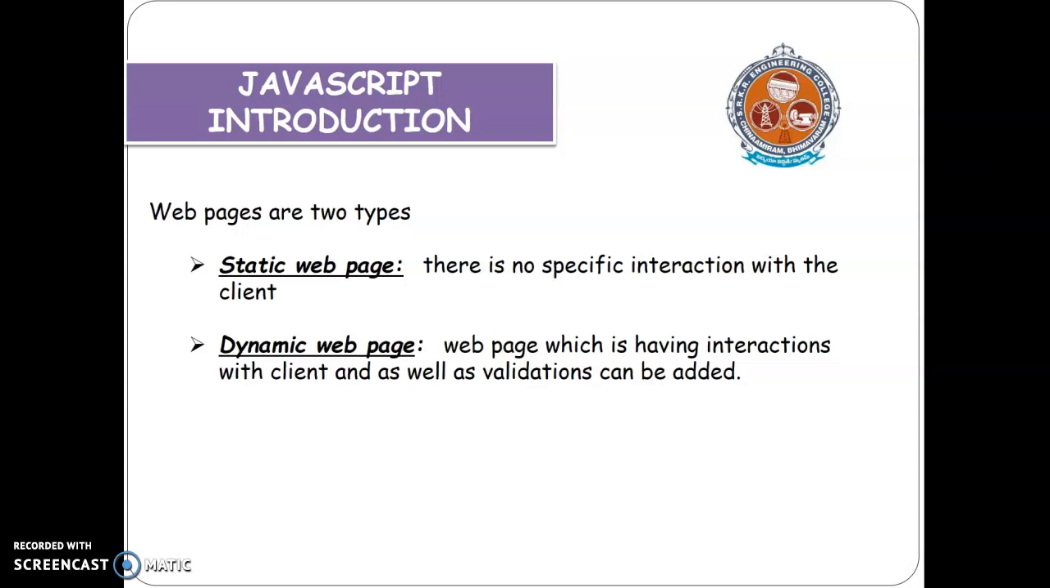Dynamic web pages. Dynamic web pages have interaction with the client, and validations can be added. Validations mean, for example, an email ID consists of an @ symbol and .com or .co.in, and a phone number consists of a minimum of 10 numbers. International format is plus, followed by 2 numbers for the country code, then followed by 10 numbers.